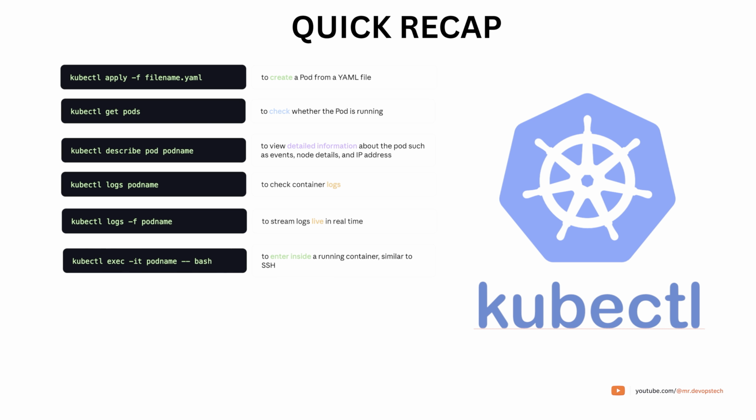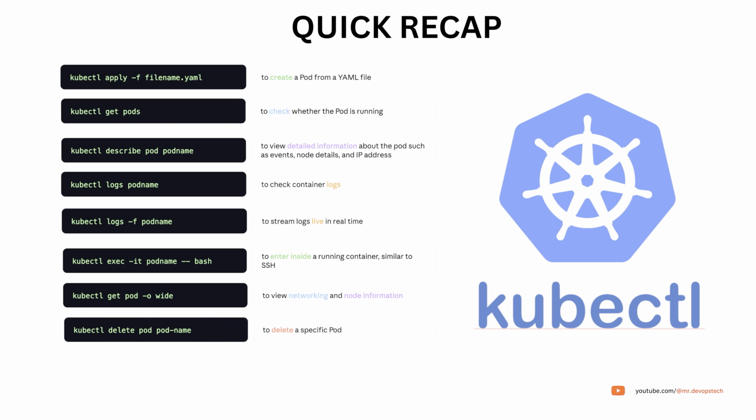kubectl exec -it pod name -- /bin/bash to enter inside the running container, similar to SSH. kubectl get pod -o wide to view the networking and node information. kubectl delete pod name to delete the specific pod. And finally we have kubectl delete -f file name, another way to delete the resources using the YAML file.